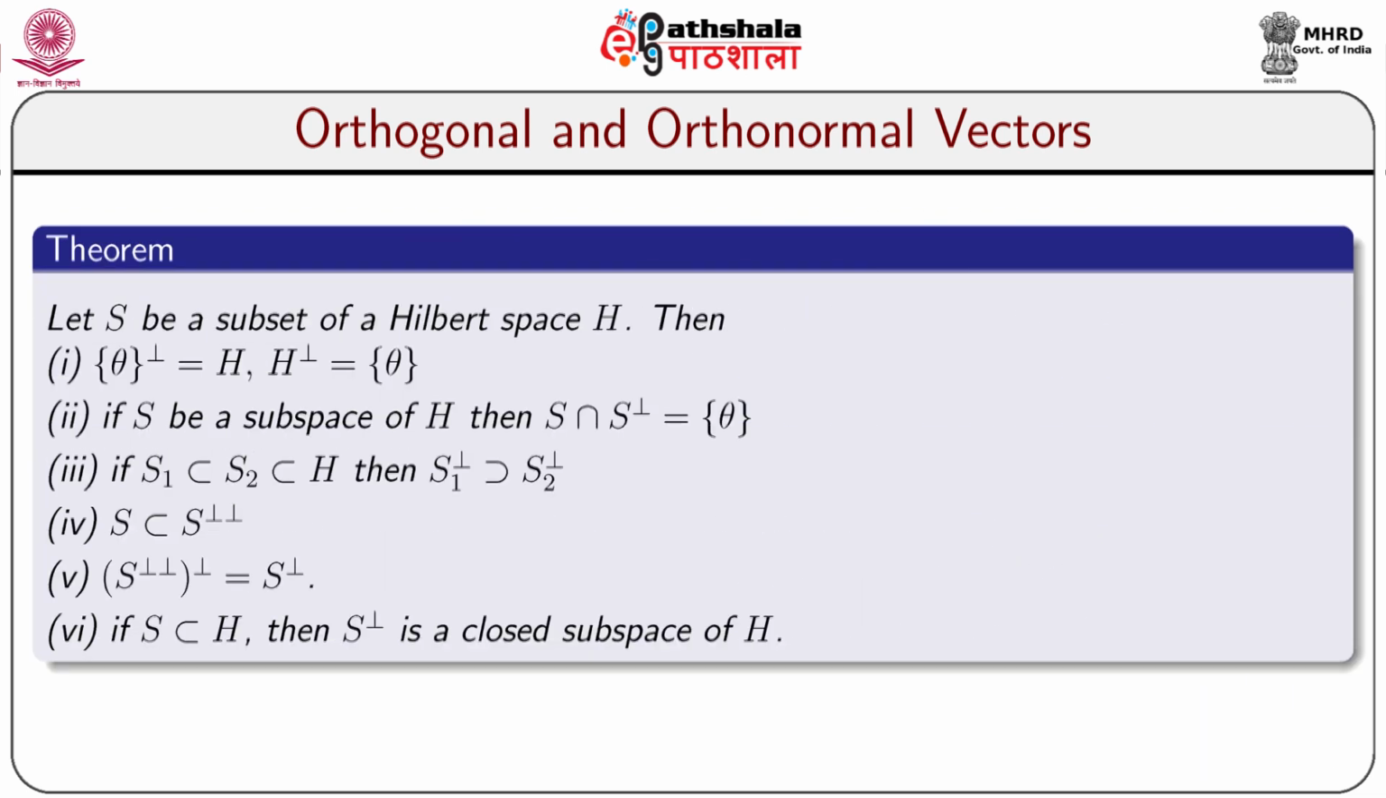Let capital S be a subset of a Hilbert space H. Number 1, perpendicular of singleton 0 vector is equal to H and perpendicular of H is equal to singleton 0 vector. Number 2, if capital S is a subspace of capital H, then S meet S perp is equal to singleton 0 vector, that is theta vector. Number 3, if S1 is a subset of S2 which is a subset of capital H, then S1 perpendicular includes S2 perpendicular. Number 4, S is a subset of S double perpendicular. Number 5, perpendicular of S double perpendicular is equal to S perpendicular. Number 6, if capital S is a subset of H, then S perpendicular is a closed subspace of capital H.